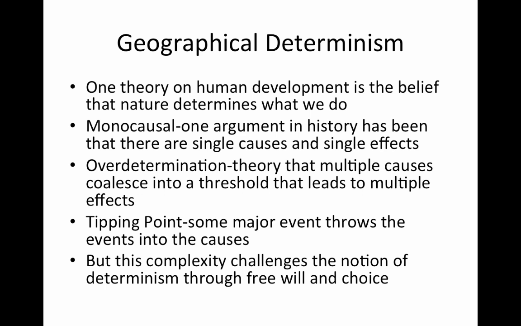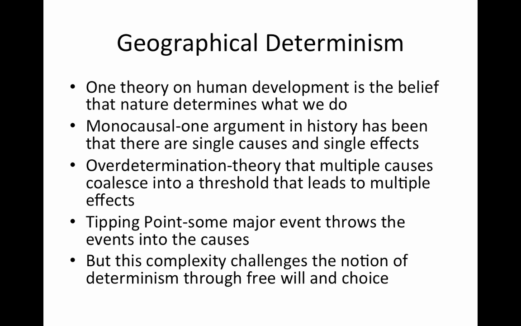So the idea of a monocausal explanation is that there's basically one cause that then causes single effects to take place in history. There is an alternative model to think about how we can look at history, and it's known as overdetermination. The idea is that there are multiple causes that take place, and eventually these causes will coalesce into some kind of threshold. And that then leads into multiple effects. Well, how do we hit these multiple effects? There's some kind of tipping point that throws us into the events.